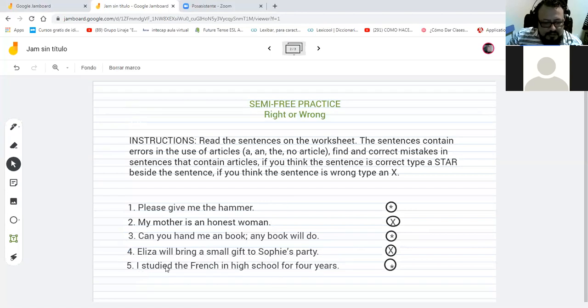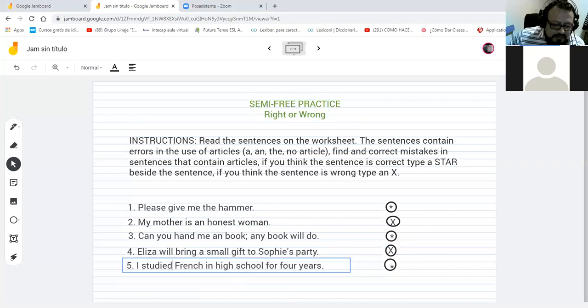I studied the French in high school for 4 years. You answered right here that this is a correct sentence, that it is written correctly. But guess what? No, it is not correct. Why? Because we don't say I study the French. We say we study French in high school. Right here, the word the is being added incorrectly.